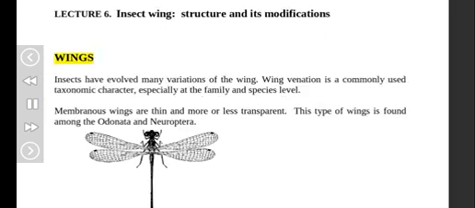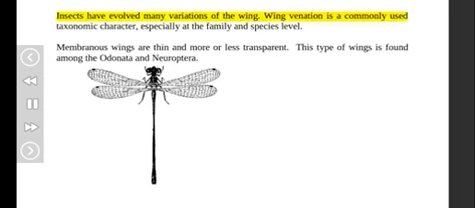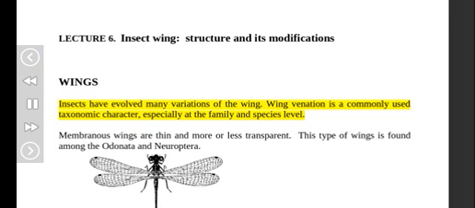Lecture 6. Insect wing, structure and its modifications. Wings. Insects have evolved many variations of the wing. Wing venation is a commonly used taxonomic character, especially at the family and species level. Membranous wings are thin and more or less transparent. This type of wings is found among the Odonata and Neuroptera.